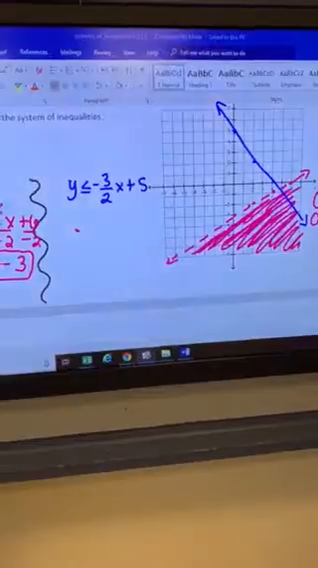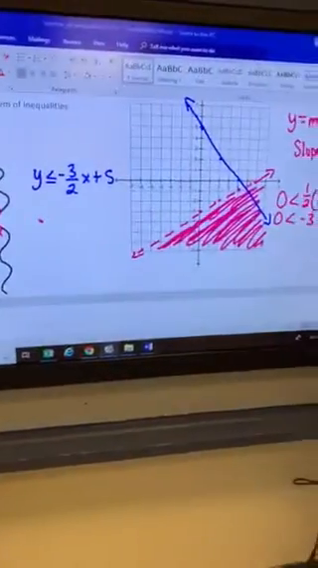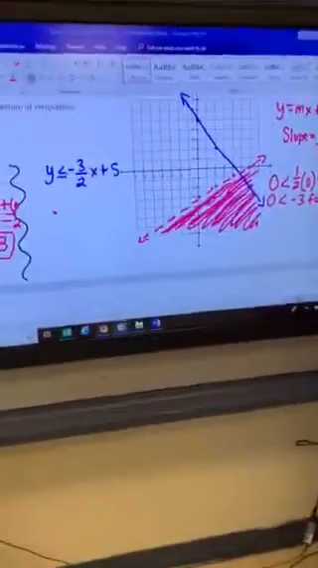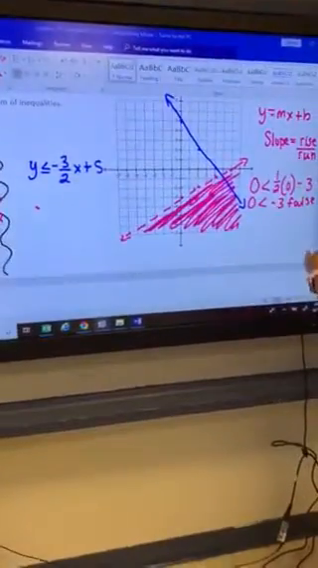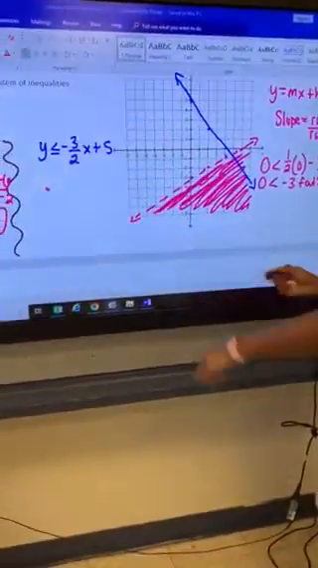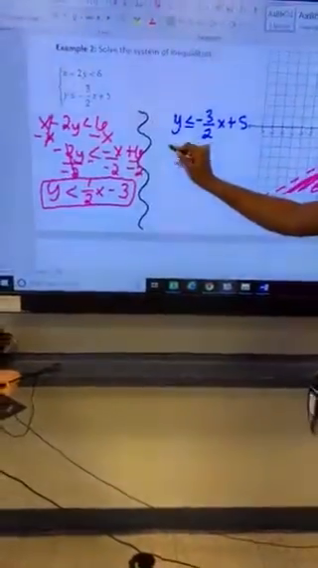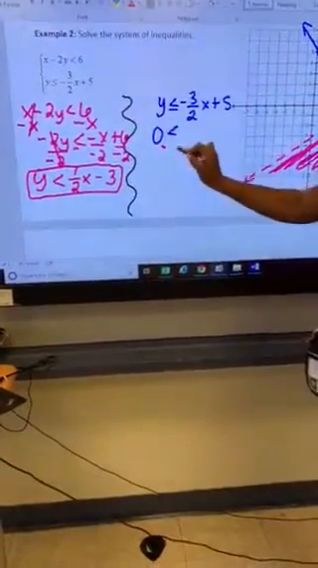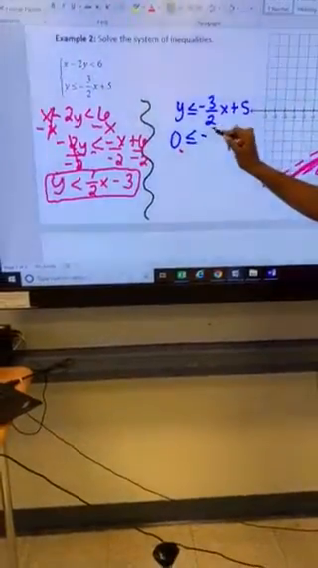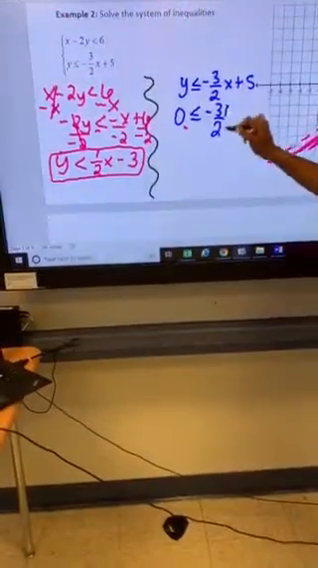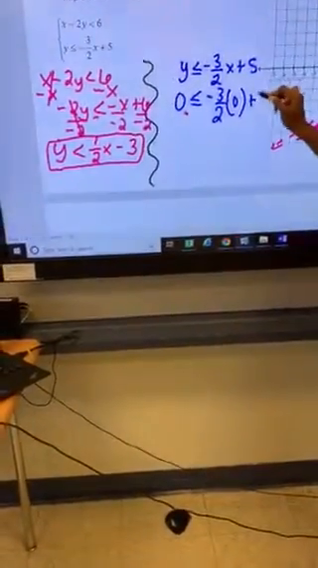And then remember, my next step is going to be, is 0, 0 included? Where am I going to shade, above or below the line? So same thing that I did with the first one, I'm going to do the same thing with the second one. I'm going to plug in 0, 0 for both y and x. So 0 less than or equal to -3/2 times 0 plus 5.